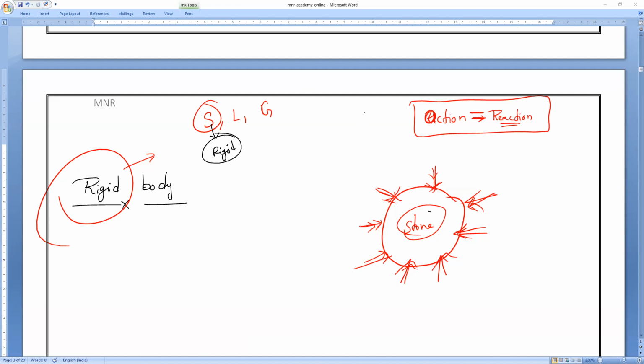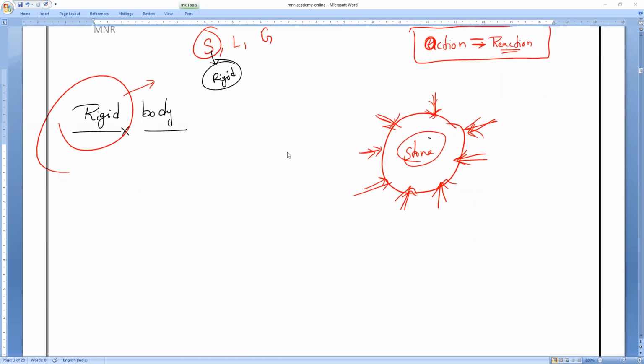Sir, Abhirami is asking, are bus accidents because of centrifugal force? No, no. Centrifugal force does not cause bus accidents. You will experience that force like an outward push. It will never cause any accidents. Clear, Abhirami? Okay, sir.